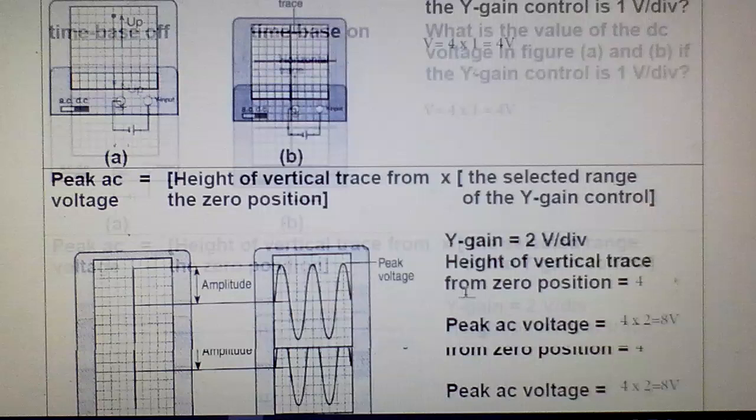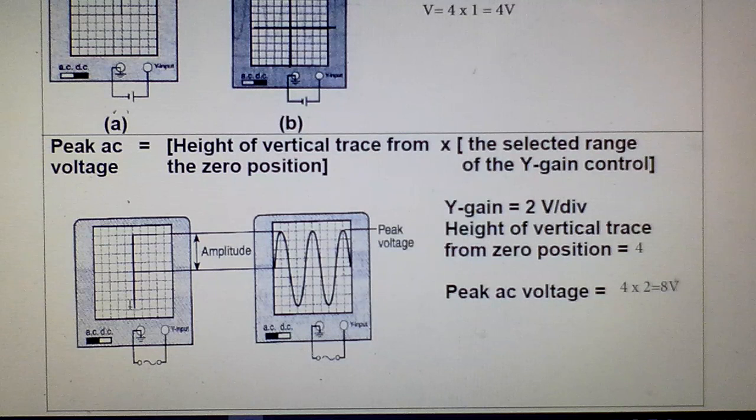Okay, let's say we have an AC voltage connected. With the time base off, you observe a vertical line like this. With the time base on, you observe a sinusoidal graph. The maximum value here, we call it the peak voltage. So the amplitude here represents the peak voltage. The Y gain is set at 2 volt per division.